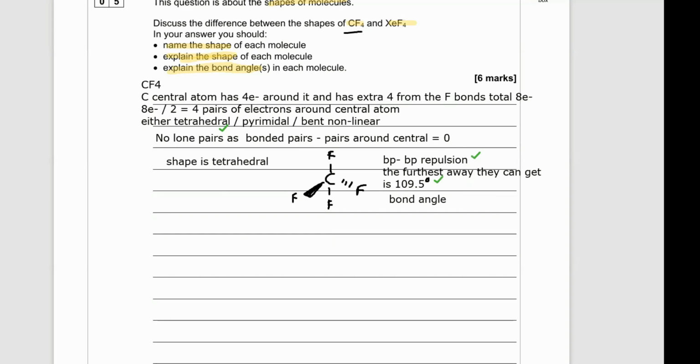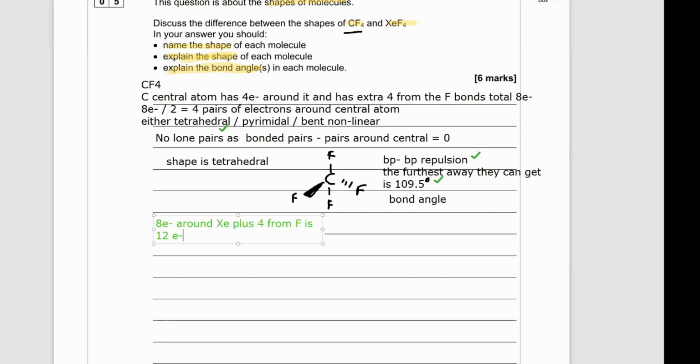It's a symmetrical molecule, so the repulsion is even everywhere, which is why there's a 109.5 bond angle. And that's going to get you your 3 marks for talking about CF4. Now I'm going to do the other in another color.